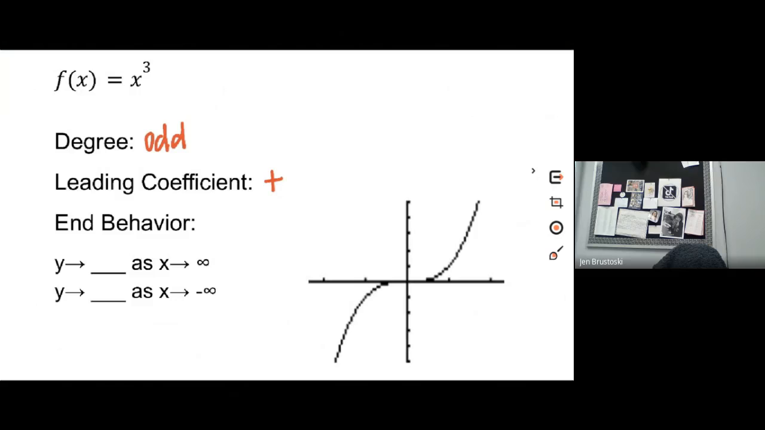When I say positive infinity, I mean it's going up. If I say negative infinity, it's going down. And then as x is going to negative infinity, where's y going? It's also going to negative infinity. So as we're going to negative infinity, this is also going to negative infinity. Now I'm going to show you a bunch of odd functions.